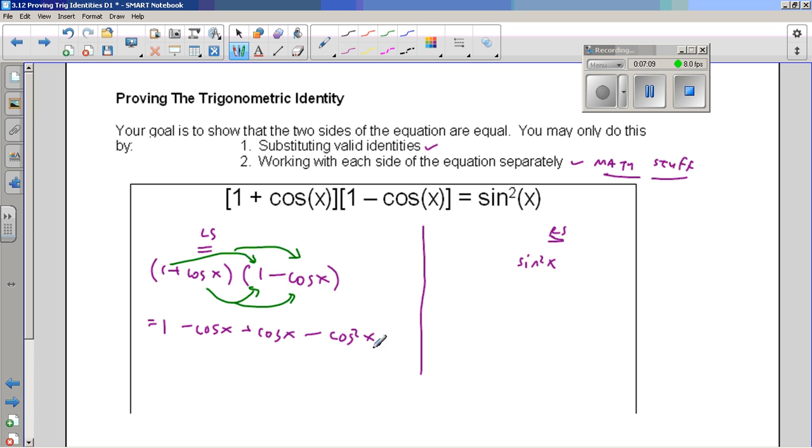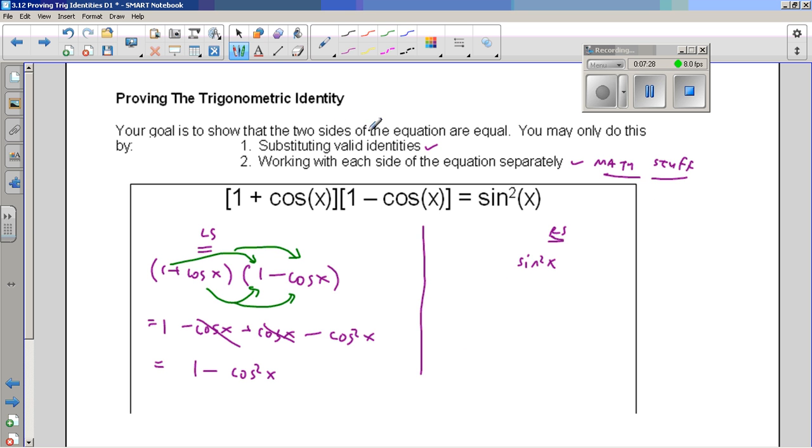And then what's going on here? See, I'm always looking back and forth from the left side to the right side to see what's going on. This cancels, right? Bang, bang, gone. 1 minus cos squared x. And now I see a squared there and I see a squared there. This has got to be pretty close. It must be pretty close.